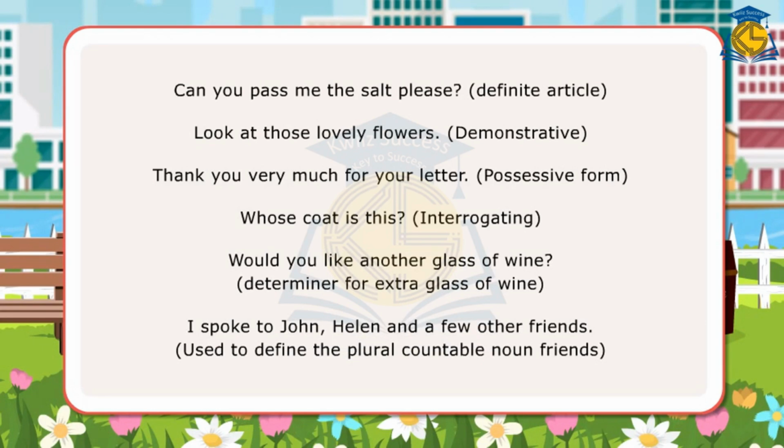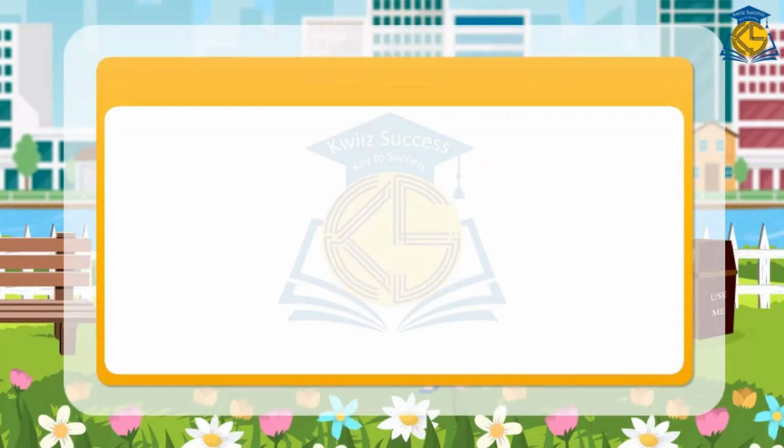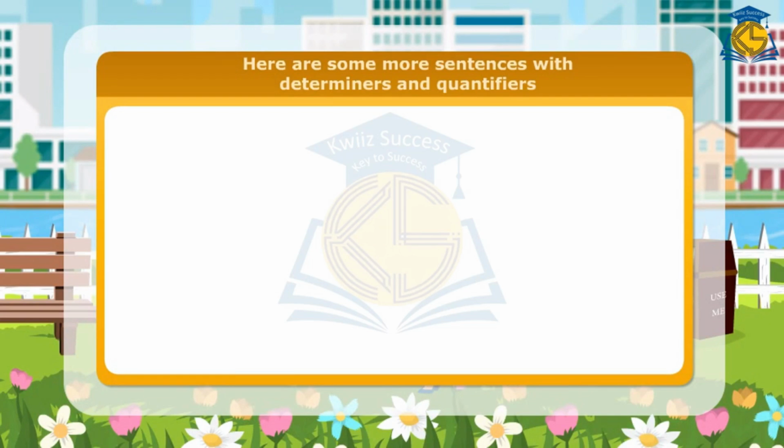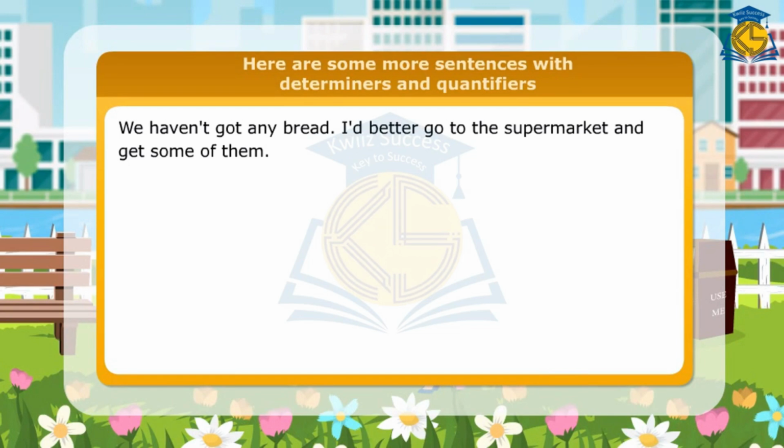I spoke to John, Helen and a few other friends. Used to define the plural countable noun friends. Here are some more sentences with determiners and quantifiers. We haven't got any bread. I'd better go to the supermarket and get some of them.